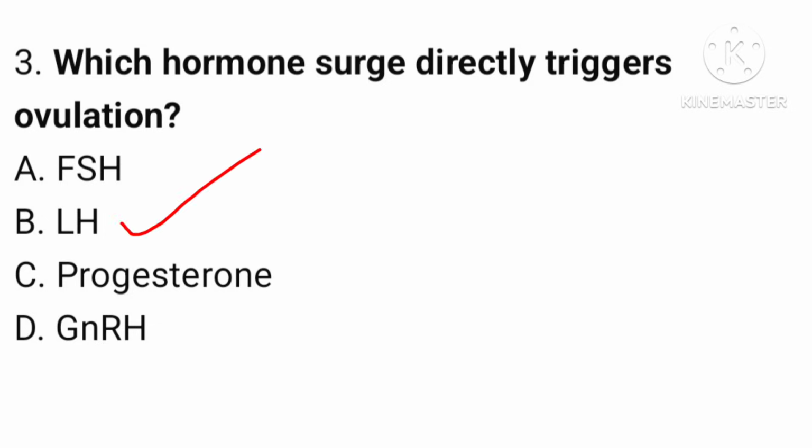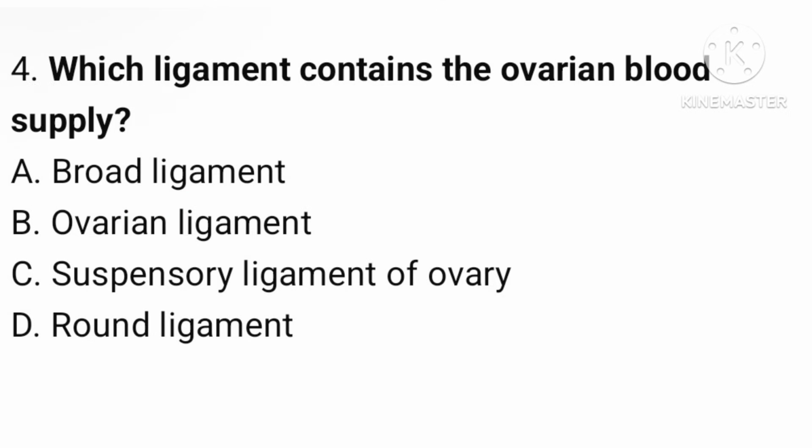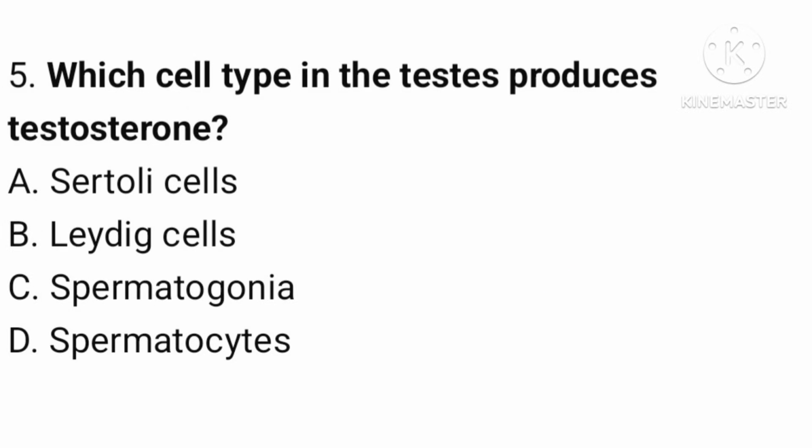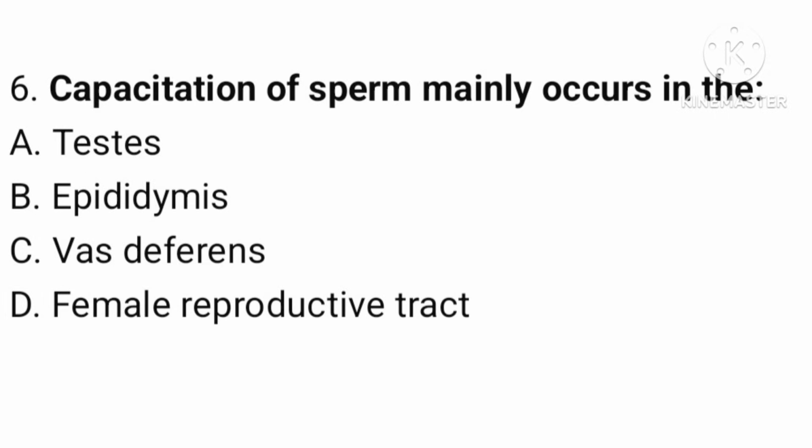Correct option is B. Which ligaments contain the ovarian blood supply? Correct option is C. Which cell type in the testis produces testosterone? Correct option is B. Capacitation of sperm mainly occurs in the.